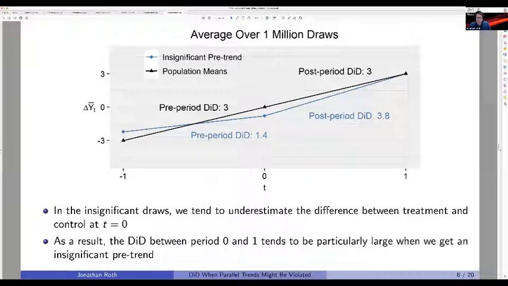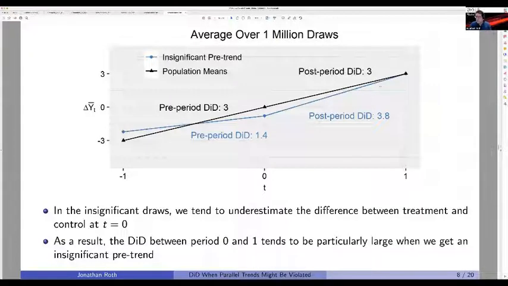But if I restrict to these blue cases where we didn't find a significant pre-trend, on average, there's a small but statistically insignificant slope between period -1 and 0. So the average pre-period difference in differences is only 1.4 in the cases where I don't find a significant pre-trend. But in the post-treatment period, it's actually 3.8. So if we did this on average over all draws, we'd just get 3 in the pre-treatment period and 3 in the post-treatment period. But in the cases where we don't find a significant pre-trend, we're getting a small slope, 1.4 in the pre-treatment period, and a much larger slope in the post-treatment period.